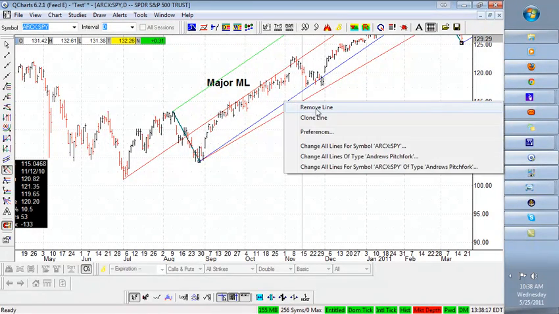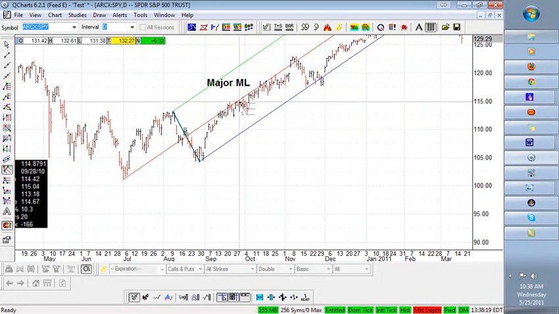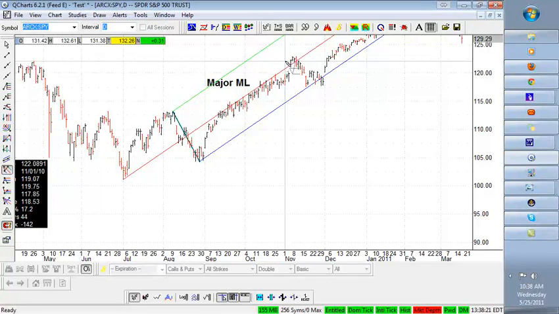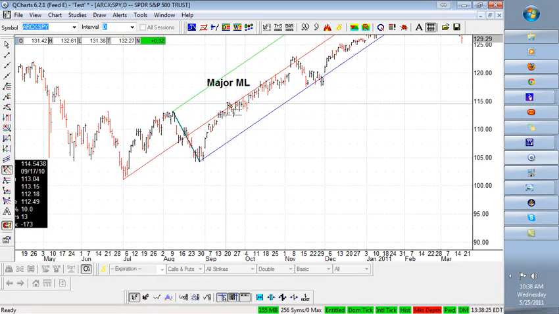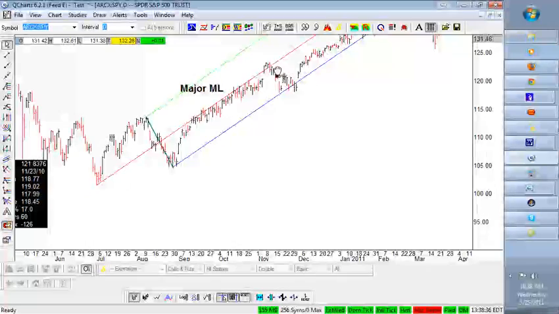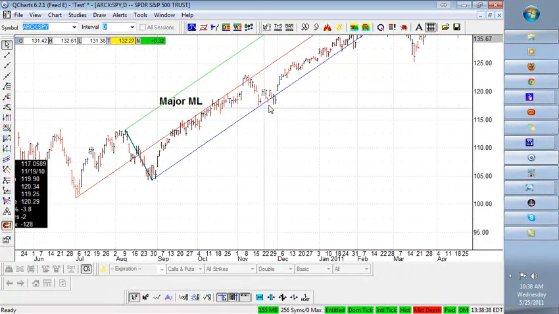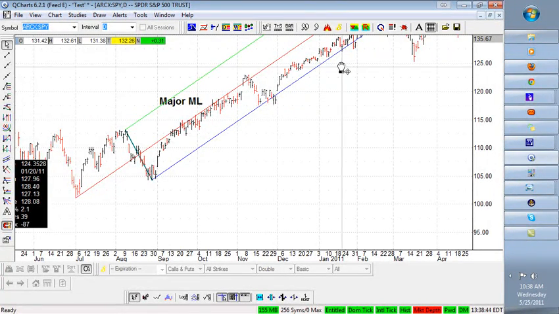And what you'll notice is that prices come up to this major ML and they kind of bounce around it. So just because prices come up to a major ML doesn't mean that it's time to sell or go short. As you can see, this would have been deadly. Whereas to use one of your standard course triggers to go long here would have been obvious and easy.